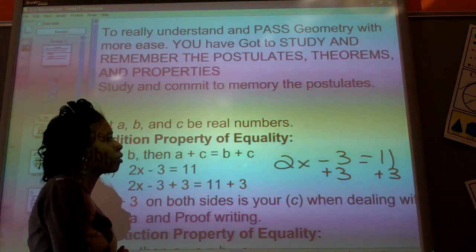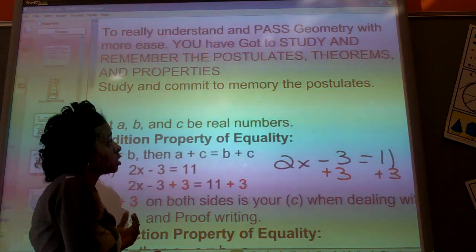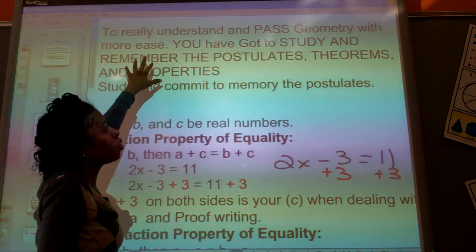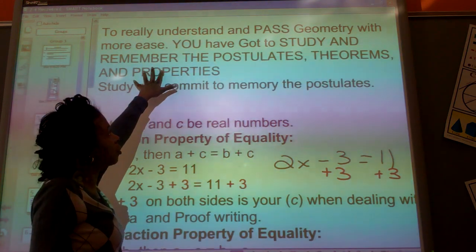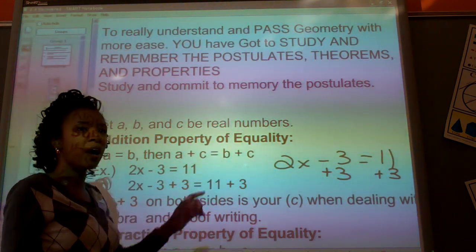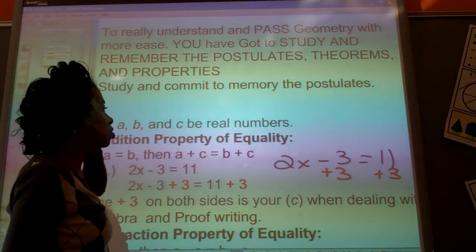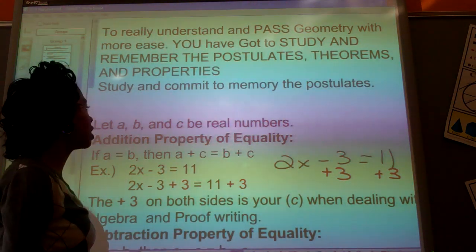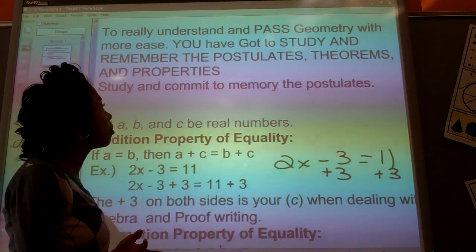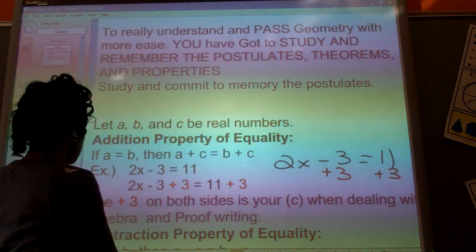Like you know the Pythagorean theorem, a squared plus b squared is equal to c squared. All new postulates, theorems, properties, you have got to put to memory. You should know them without looking. I can't stress that enough. So once I give you a property or a theorem or a postulate, you have to study it.